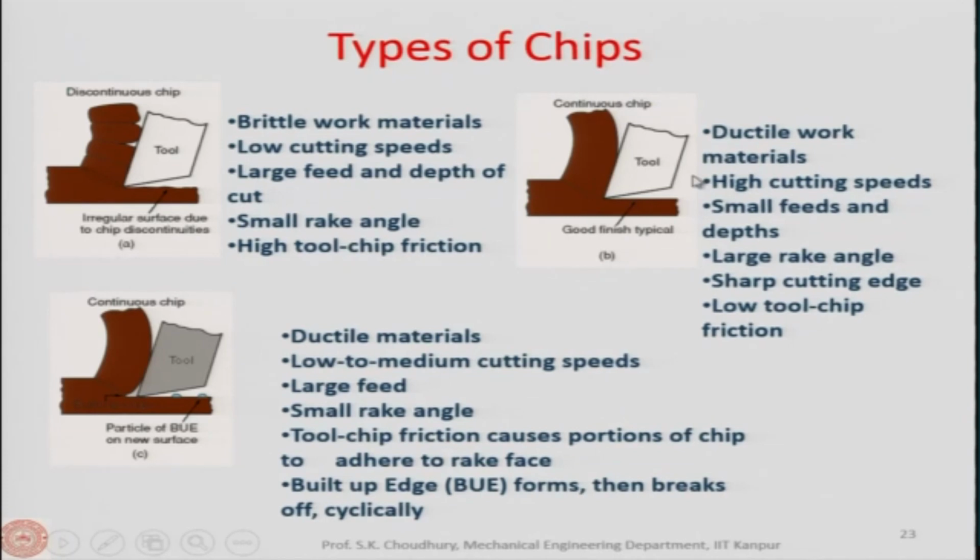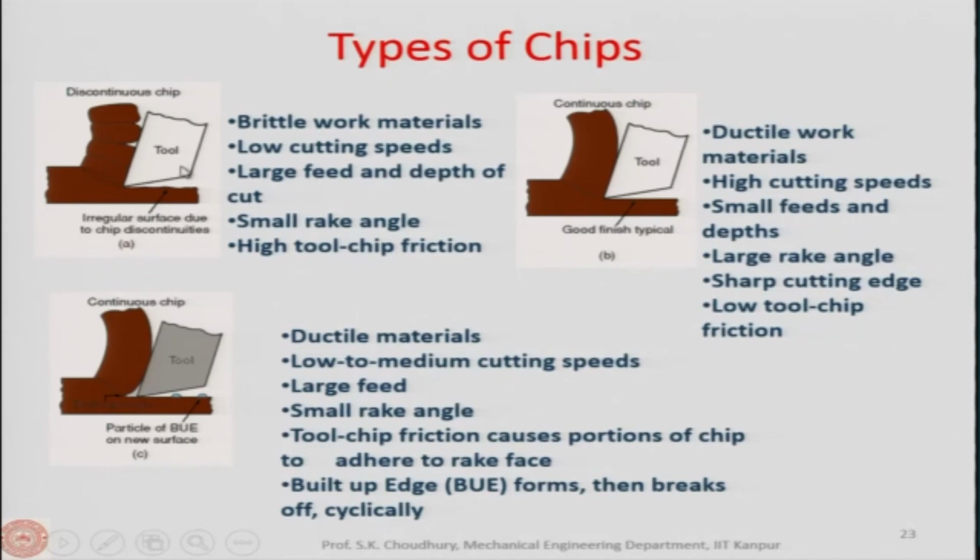So, once again: ductile workpiece material, high cutting speed, small feed and depth, large rake angles, a sharp cutting edge, and a low tool-chip friction coefficient. These are the important parameters for which continuous chips occur.